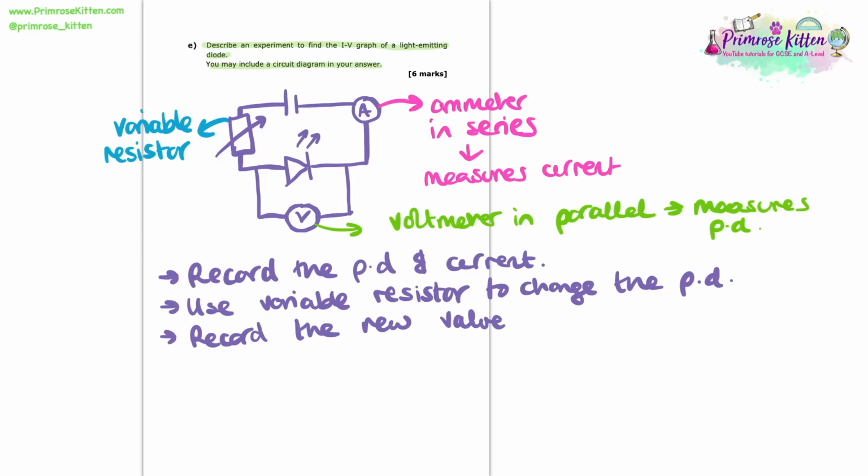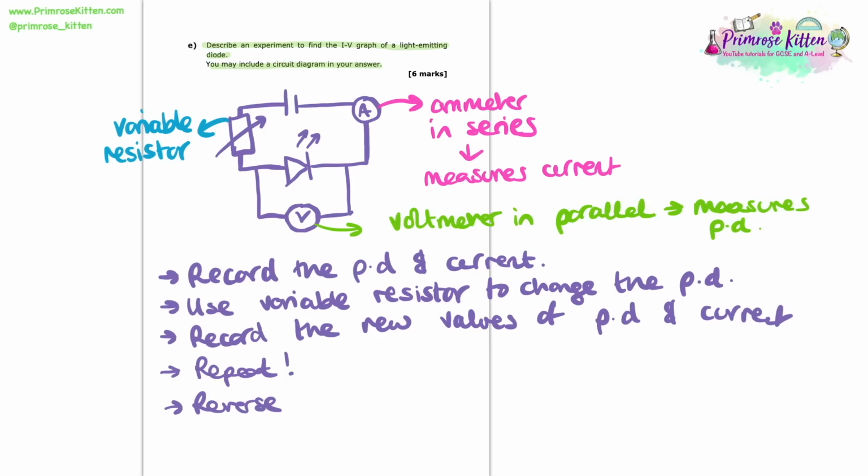Now we're going to use that keyword that we use in so many of these investigation questions. We're going to repeat this process. Because the more we repeat it for slightly different potential differences, the more data points we'll have for our graph. Now, once we've done this, we'll notice that we're only getting positive potential differences. So we're only really getting half the graph. What we need to do now is reverse the power supply. By reversing the power supply, we're now going to get negative potential differences.